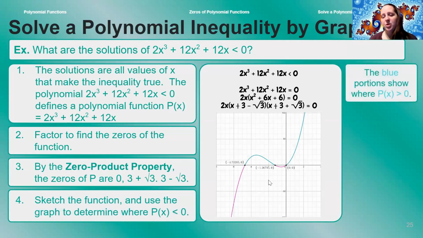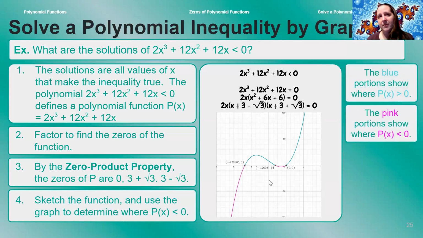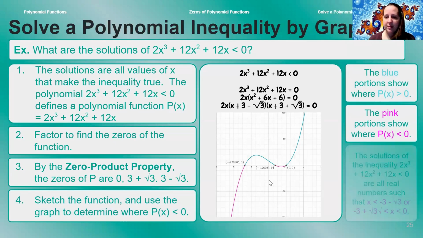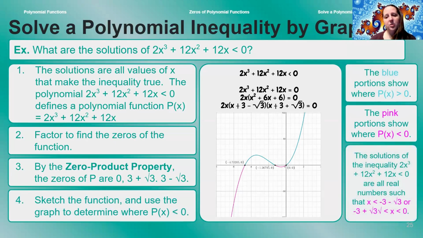So the blue portion, again, shows where p of x is greater than 0. The pink portion shows where p of x is less than 0, which is what I'm looking for. So the solutions of the inequality 2x cubed plus 12x squared plus 12x is less than 0 are all real numbers such that x is less than -3 minus the square root of 3, or -3 plus the square root of 3 is less than x is less than 0.